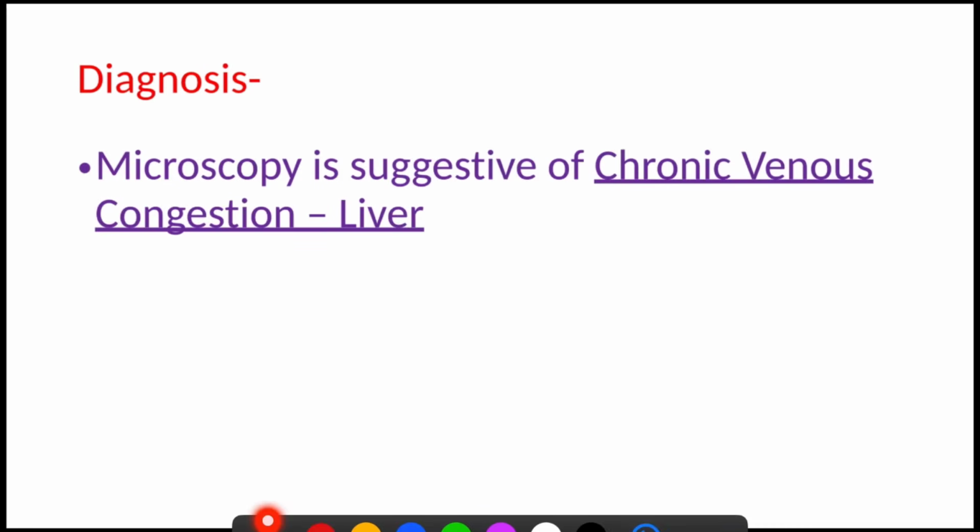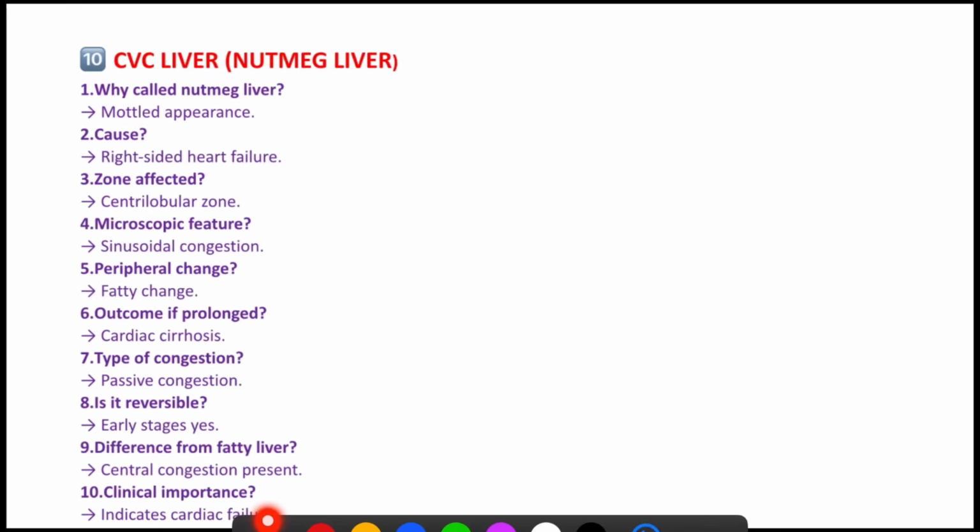So these are the features of chronic venous congestion in liver. So what is nutmeg liver? It is a mottled appearance, and here it is due to right-sided heart failure. So CVC lung is due to left-sided heart failure. CVC liver is due to right-sided heart failure.